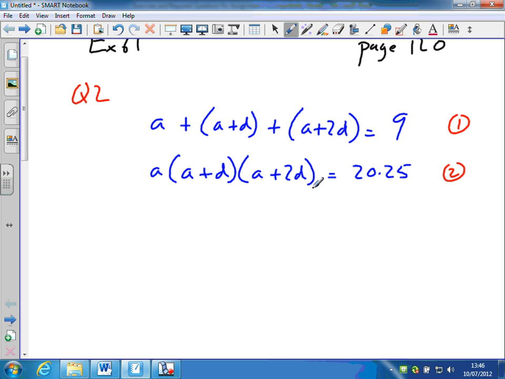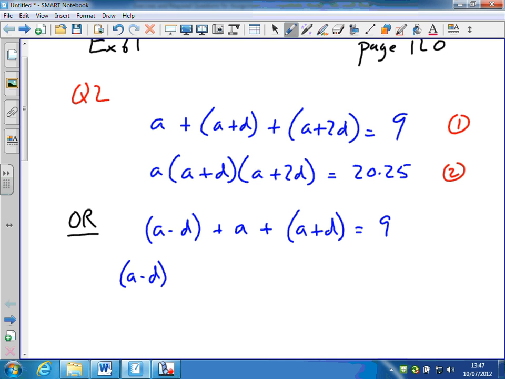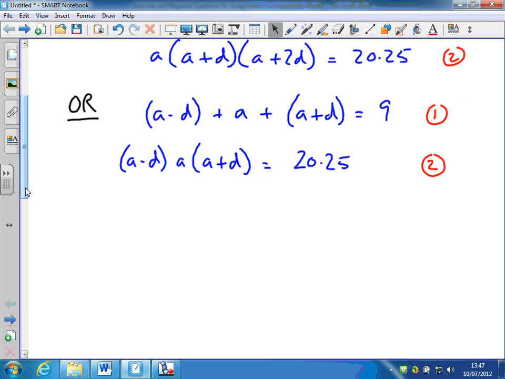Instead of doing this, we can say, if we let the first term be A minus D, because we can let it be anything we want really, start anywhere, and then A, and then A plus D, so A minus D plus A plus A plus D equals 9, and then we let A minus D times A times A plus D equal 20.25, we'll find that in fact we get a much more straightforward set of simultaneous equations to solve. So see if you can carry on from there and work that out. I'll work through the solution below.